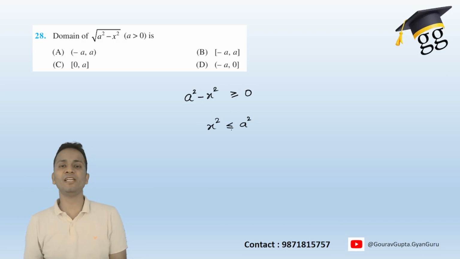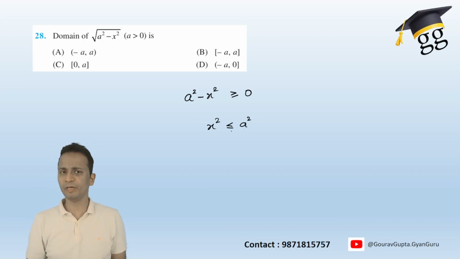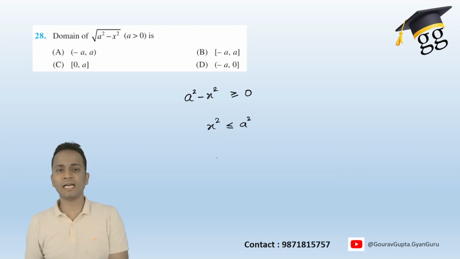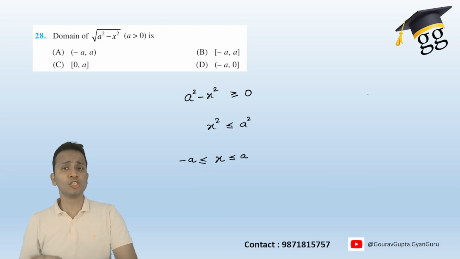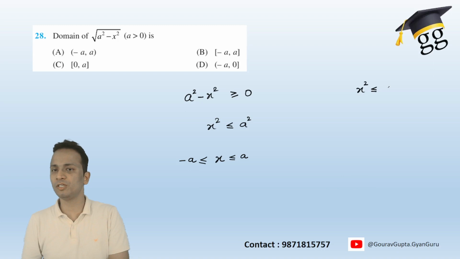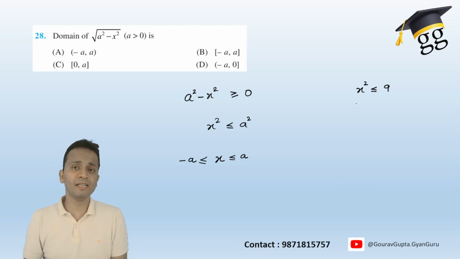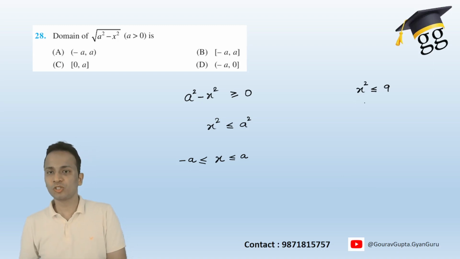The value of x square should be smaller than a square, and it can be equal as well. So we can say that the value of x will be less than or equal to a, and greater than or equal to minus a, and that defines the domain of this function. X square less than or equal to a square is what is needed. So I'll give you an example. Let's say the question says that x square will be less than or equal to 9. Now what is 9? 9 is the square of 3. So this will happen only if x is between 3 and minus 3.